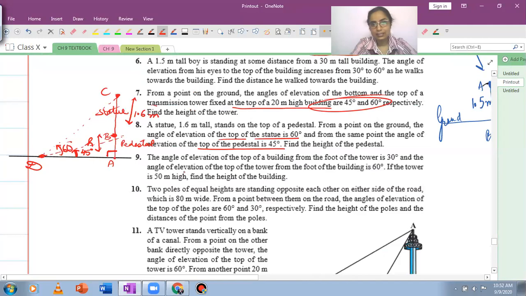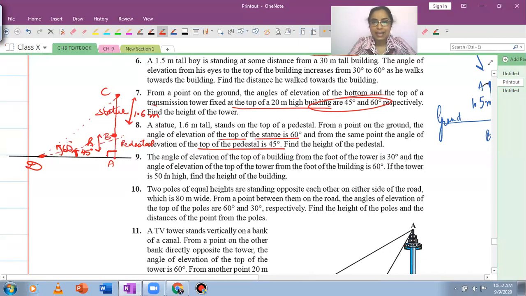Question number 9. The angle of elevation of the top of a building from the foot of a tower is 30 degrees and the angle of elevation of the top of the tower from the foot of the building is 60 degrees. If the tower is 50 meters high, find the height of the building.